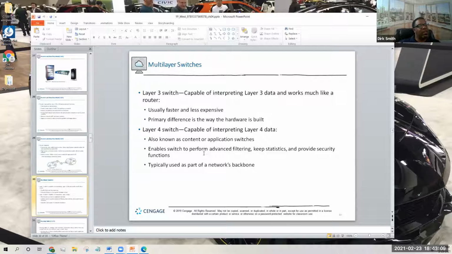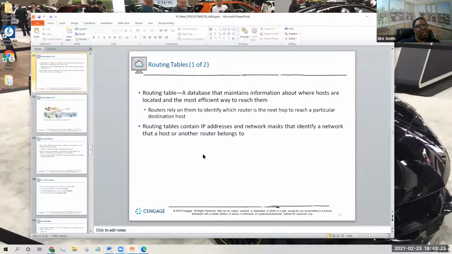They enable the switch to perform advanced filtering, keep statistics, and provide security functions. So they're a little bit more secure, a lot more secure than routers, but they're like traffic lights. They still kind of do the same functionality, just a little bit smarter.